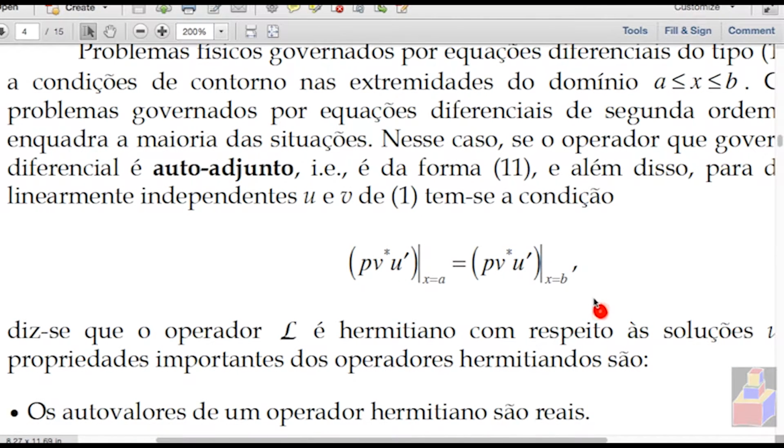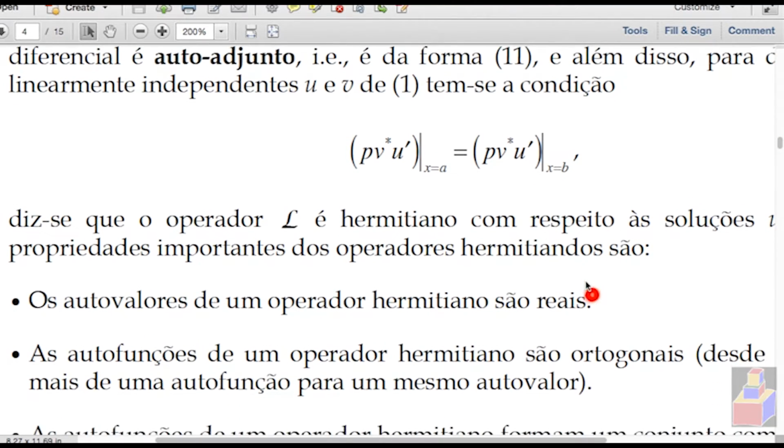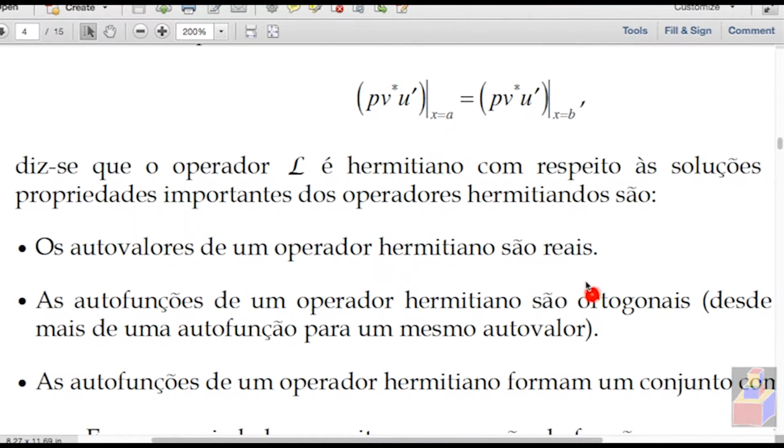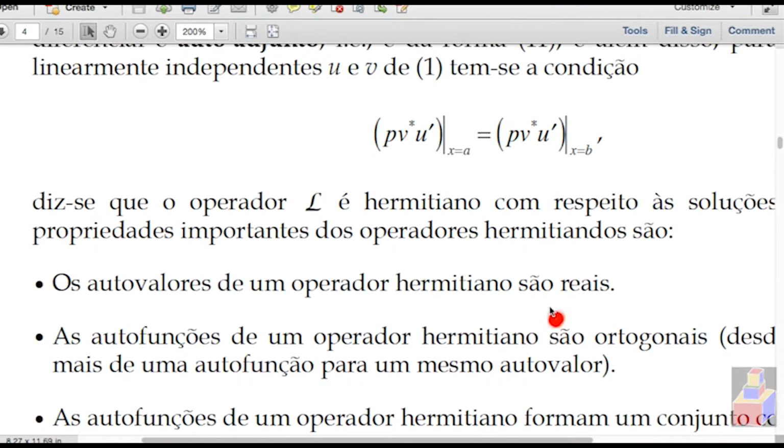Why are those important? When you have Hermitian operators, they have very important properties. The eigenvalues of a Hermitian operator are always real. For instance, eigenvalues in the Schrödinger equation might be the energy levels of an atomic system. They are real numbers. It's important to know that, right? Energy is something real. It has a physical meaning.